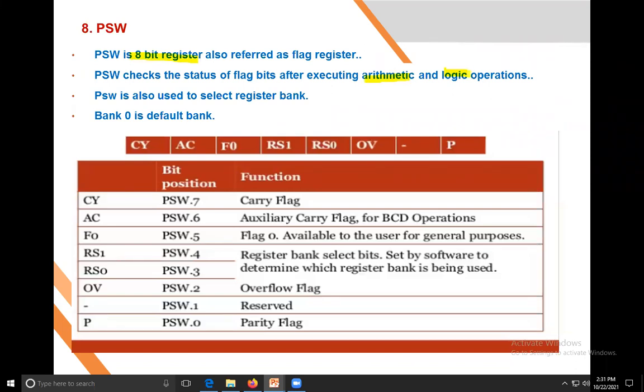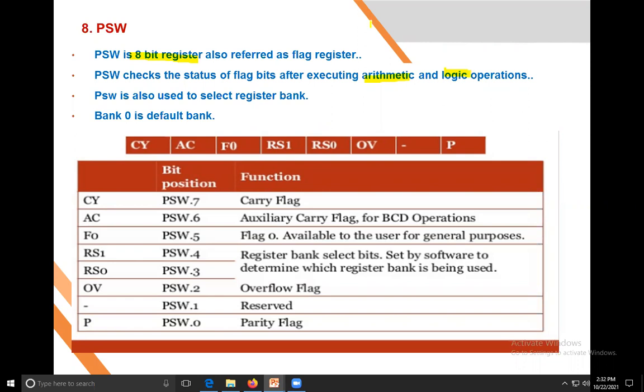If you subtract a larger value from a small value, then what will happen? You will get the answer, but your sign flag will be one. But here there is no sign flag present in your program status word, while in the 8085 there is a sign flag. If the parity flag is generated, if the number of ones present in the result is even, then the parity flag will be one. And if the number of ones is odd, then the parity flag will be zero.